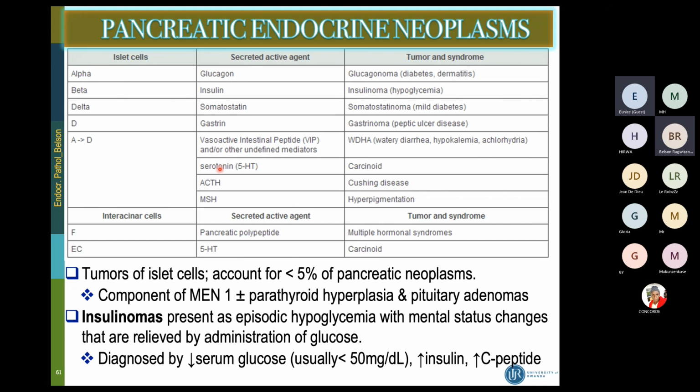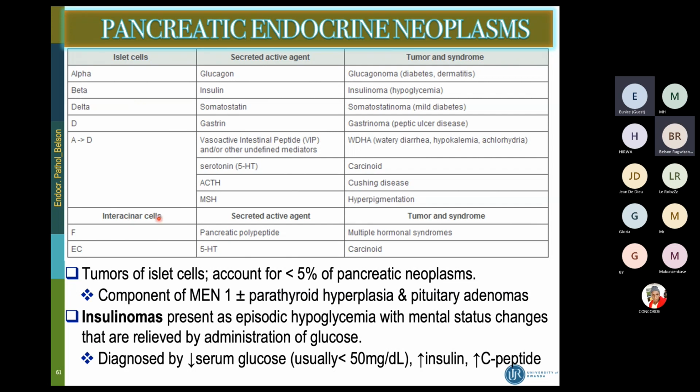Serotonin is usually produced by tumors we call carcinoid tumors or neuroendocrine tumors. They can also produce ACTH, and then we will have Cushing disease or Cushing syndrome, involving the adrenal glands. I don't remember the long name of MSH, with melatonin and so on. With that, they have hyperpigmentation. So these are the islets.